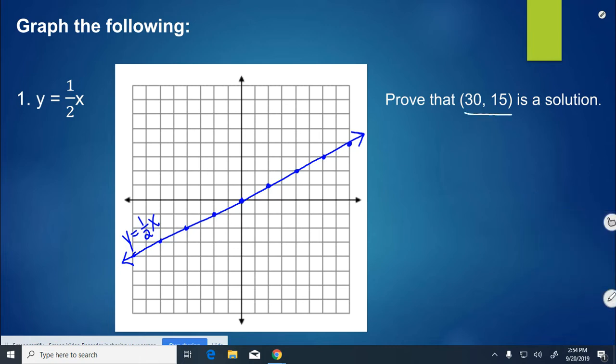So this point 30, 15 tells us that the x is 30 and the 15 is the y. So in our equation, we're going to make 15 the y, equals half of 30, and half of 30 is 15, proving that it is a solution. And if our coordinate plane was much bigger, it would be on the line. Let's take a look at the next one.